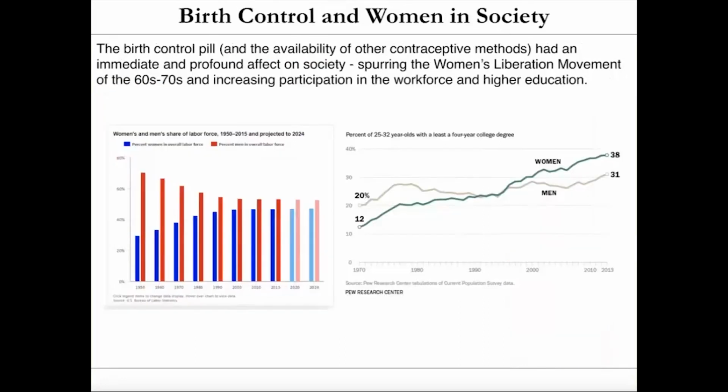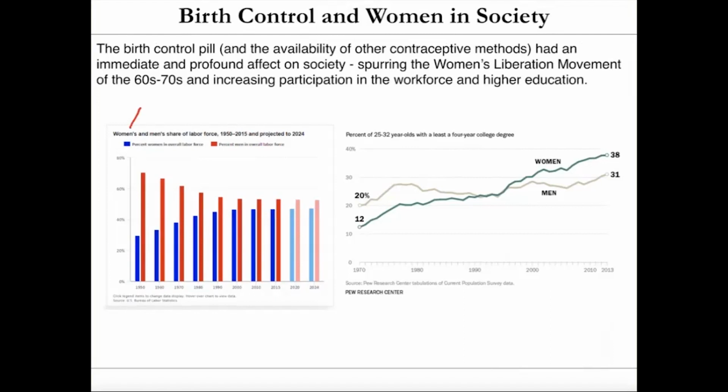So the availability of the birth control pill in 1960 and after, and the increasing availability of other contraceptive methods that are safe and effective, had an immediate and profound effect on society. The women's liberation movement of the 60s and 70s is tied directly to the availability of the pill.